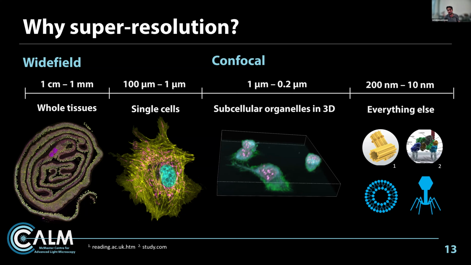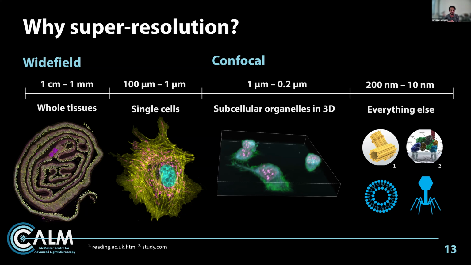But the resolution of an optical microscope is not infinite. There's always going to be a limit. And that limit is dictated by the diffraction of light, which is usually going to come around to 200 nanometers. But we know that biology and structures don't stop at the 200 nanometer scale.